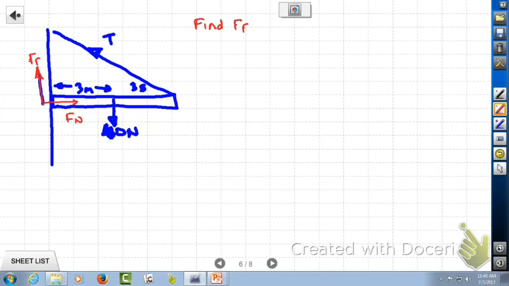So where would you put your turning axis so that you did not have to worry about the tension and you did not have to worry about the Fn? They're the two that you want to get rid of. You'd put it here, wouldn't you? Because you'd put your pen along the tension force and along the Fn, and where they cross is there.